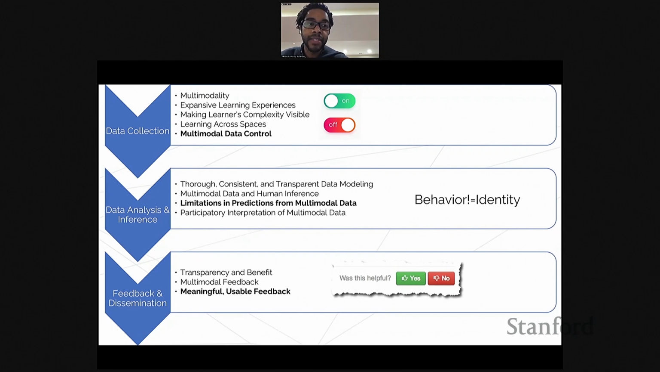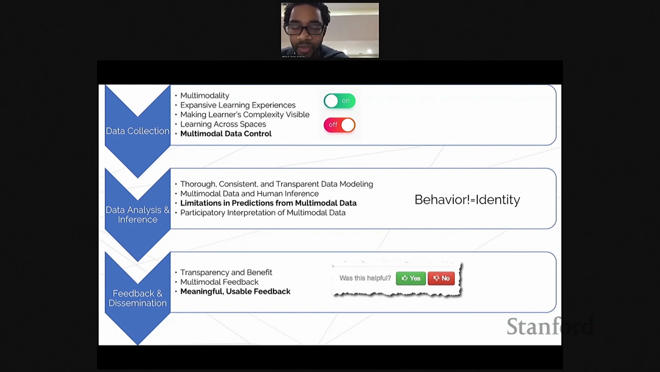That introduces some methodological challenges from a research perspective. But in my view, that is something that we should be designing for. And I think it'll be important for trying to ensure that we have a more equitable future. The second one is one that I'm fairly passionate about. And that's this idea that within data analysis and inference, we really need to acknowledge the limitations in the predictions that we get from multimodal data.